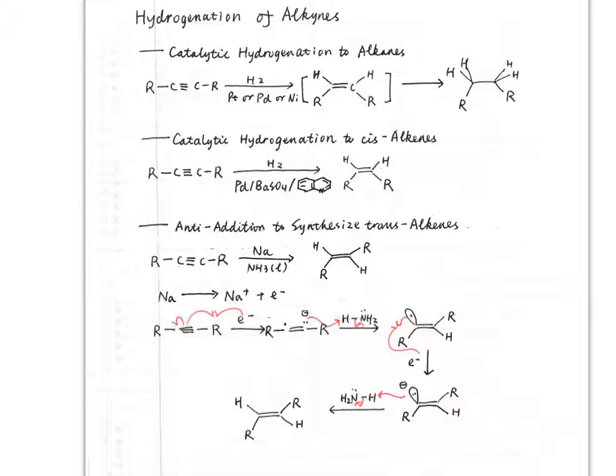For instance, you could treat the palladium by coating it with barium sulfate and quinoline, and by doing that, you poison your catalyst. This combination is usually referred to as Lindlar's catalyst.